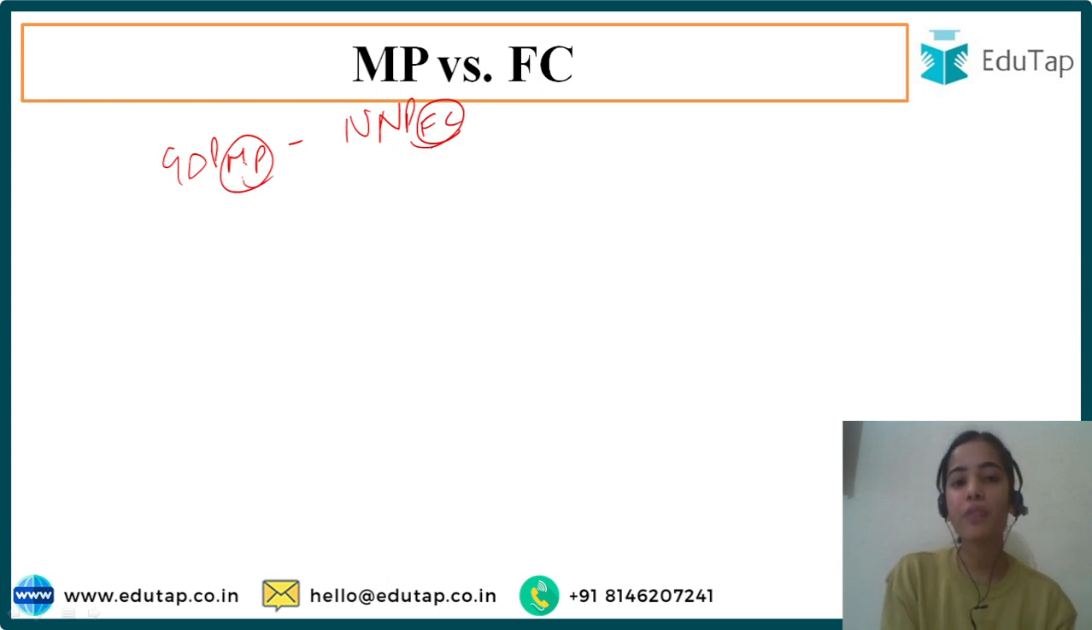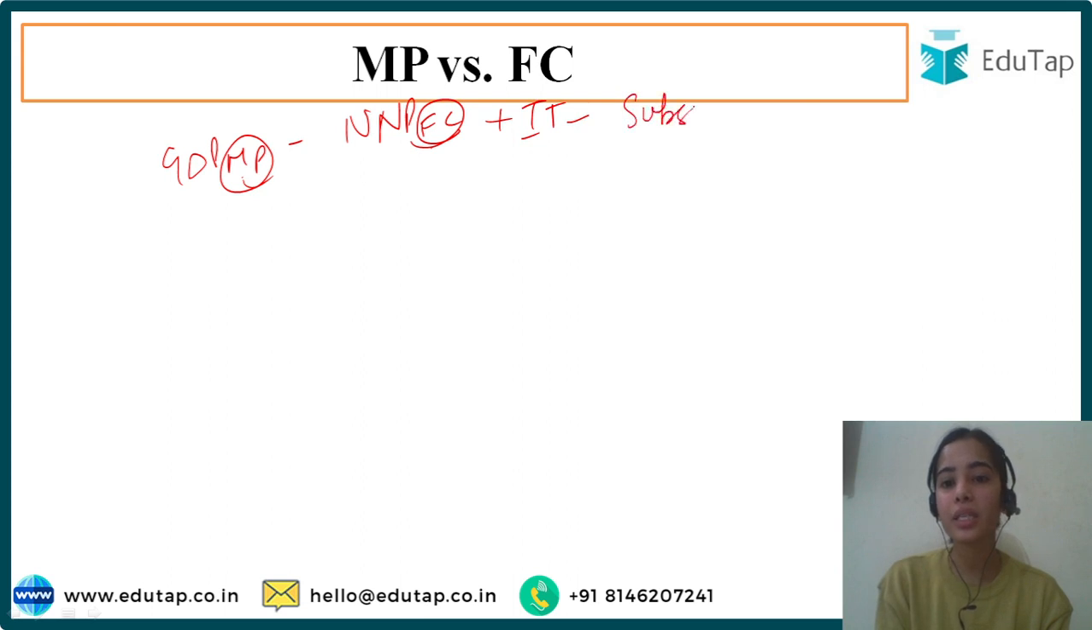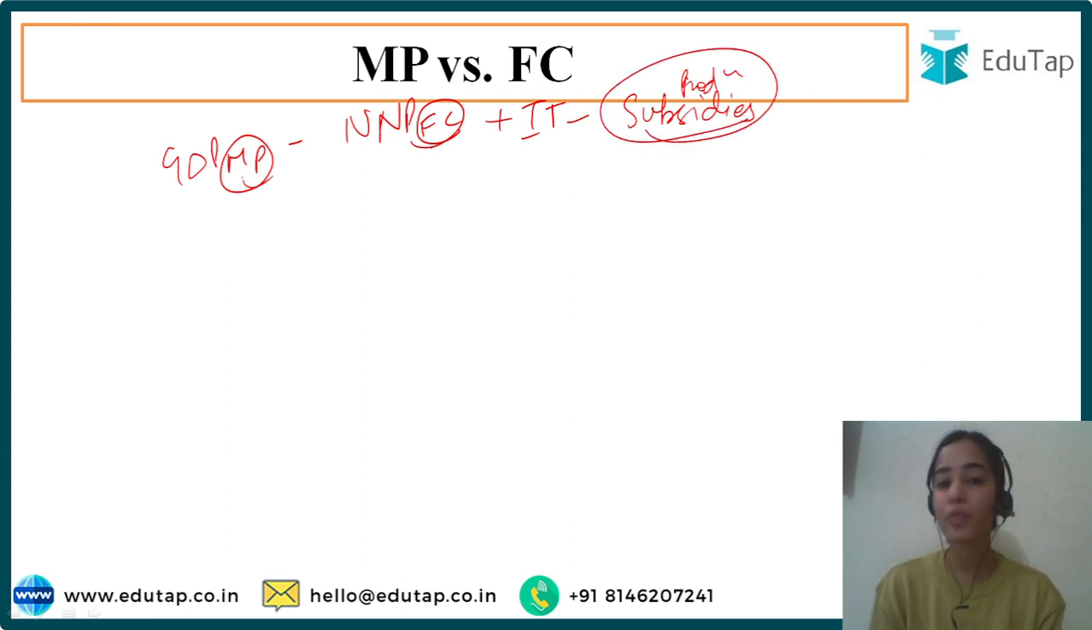From the FC we have to go to the MP. So what will we do? We will add the indirect taxes, because in the market the consumers have to pay the indirect tax, and we are deducting the production subsidies, because the consumers do not have to pay these. This is paid by the government. So we are deducting the production subsidies.